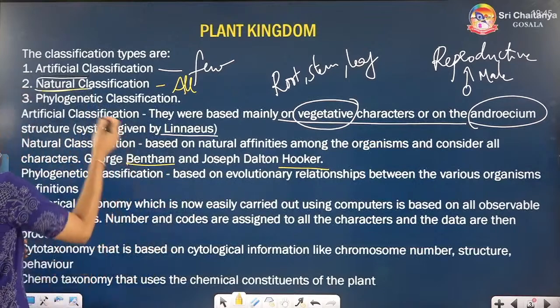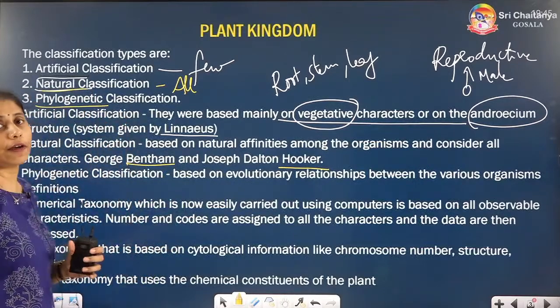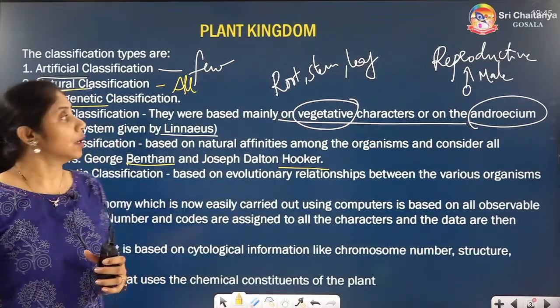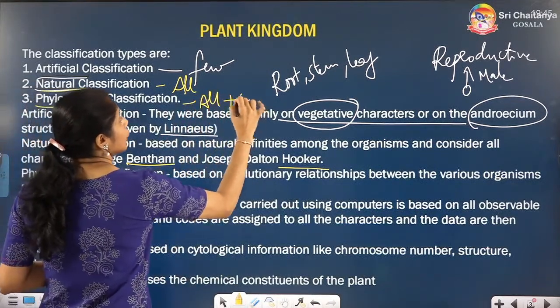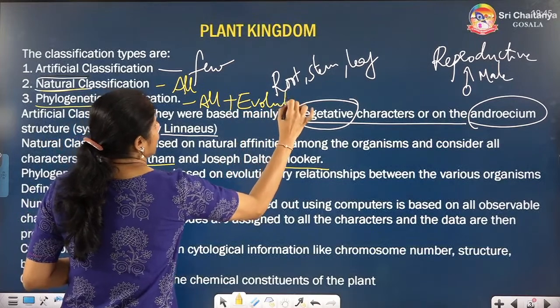Then the next system came into existence, that is the phylogenetic system of classification. This includes all the characters, natural affinities plus evolution.